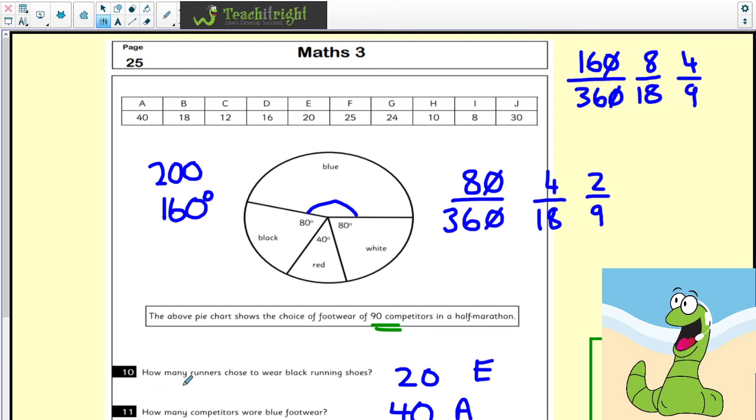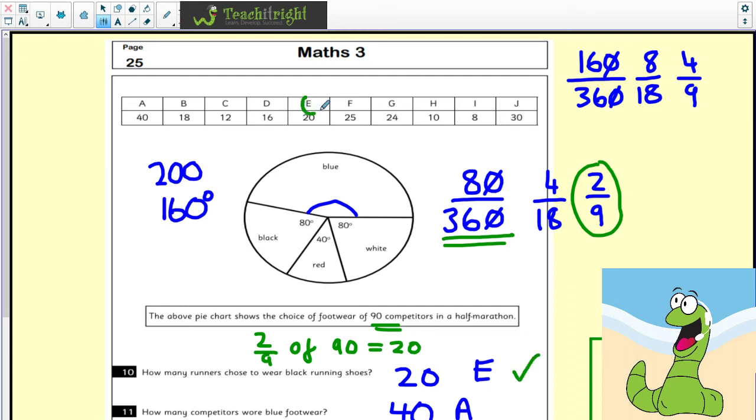So question 10, how many runners chose to wear black running shoes? Well, the black is 80 degrees. So if we do 80 over 360, remember 360 is the total of the pie chart in degrees. And we're going to simplify that down. If we simplify it down, we get to 2 ninths, and 2 ninths of 90. Hopefully that's quite simple. So we're going to do 1 ninth is 10, and of course then we're going to double it to get 20. So the answer is E.